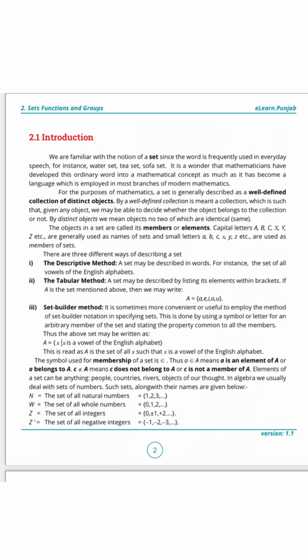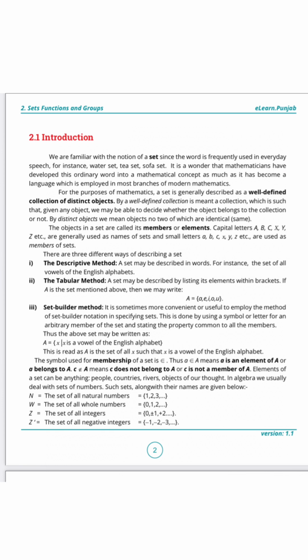It means that basically A is the set of all X such that X is a vowel. A is the set of vowels, right? So this is the set builder method. A is the set in which X is a variable, X is a vowel of the English alphabet, and you just have to write X such that X is a vowel of the English alphabet.